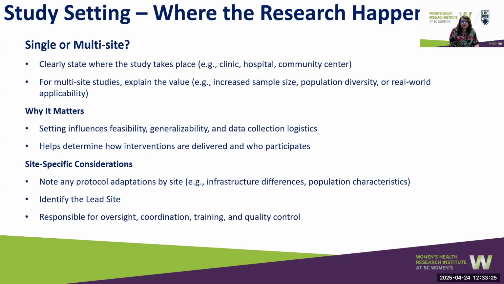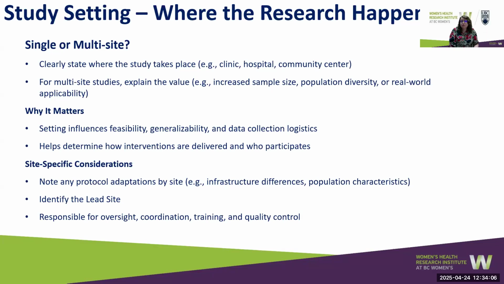So why it matters: setting influences feasibility, generalizability, and data collection logistics. It helps to determine how the intervention will be delivered. For example, you can have several randomly assigned schools do one program, and in other schools you will run another program, and later you're going to compare them. There are different stratified sample designs or other hierarchical sample designs, and the design of your sample and study settings are really correlated.